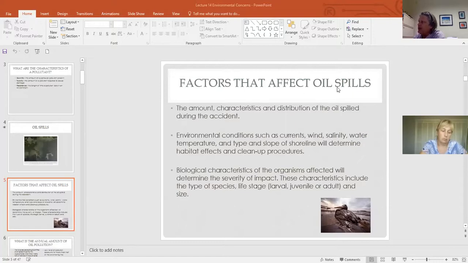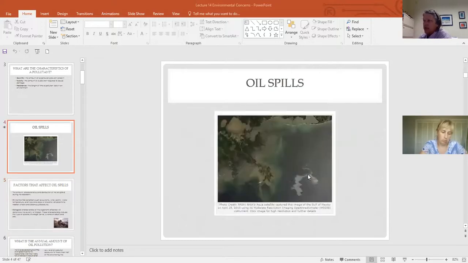So the factors that affect the oil spill are the amount of oil and the characteristics of the oil. Now, not all oil's equal. I mean, you would tend to think, well, oil's oil, but there are different classes and grades of oil, different amounts of hydrocarbon, impurities. So there are differences. Also, the distribution of the oil, which you can see here, the loop current is moving it.